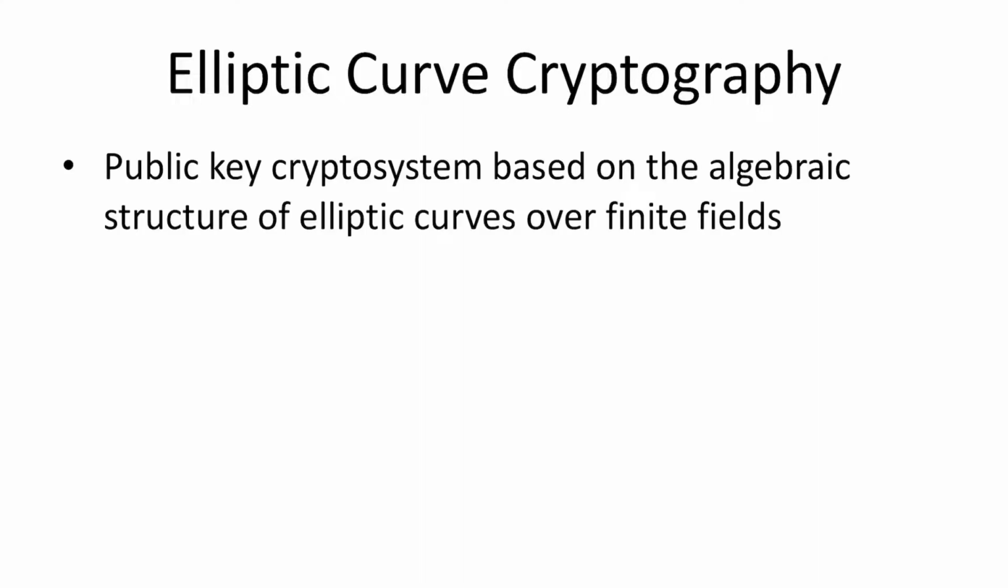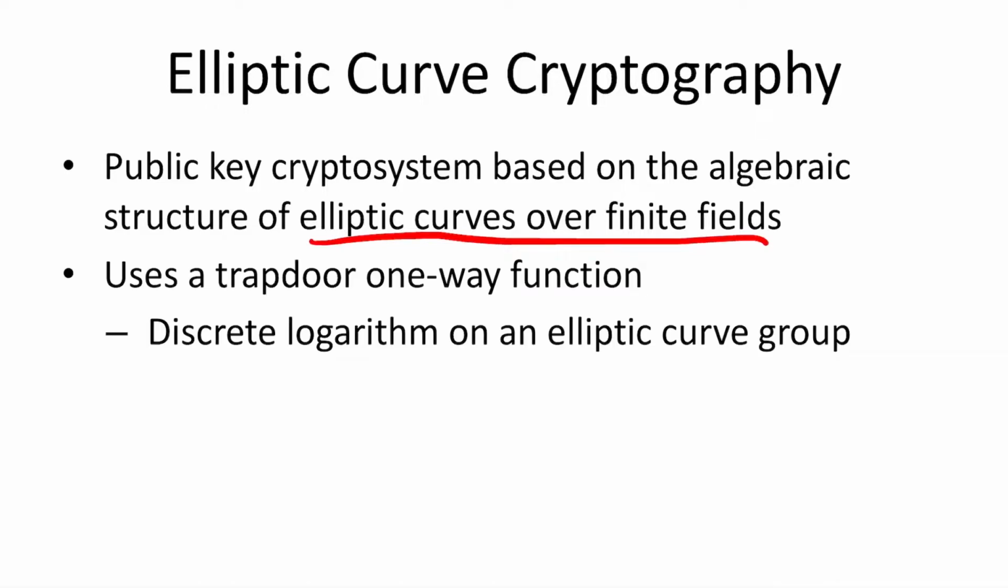In this lecture, I will talk about a newer approach to public key cryptography, which is known as elliptic curve cryptography. Elliptic curve cryptography is known as such because it is a public key crypto system which is based on the algebraic structure of elliptic curves over finite fields. And just like any other public key crypto system, elliptic curve cryptography also uses a hard mathematical problem or a trapdoor one-way function, which is the discrete log problem on an elliptic curve group.